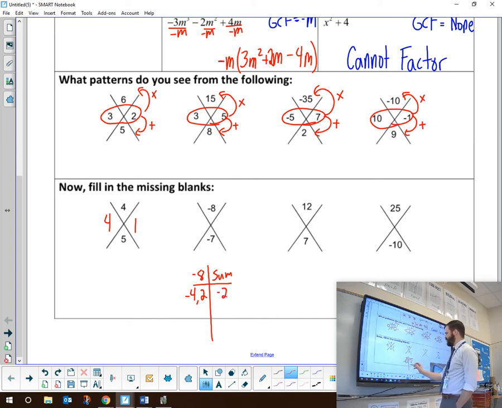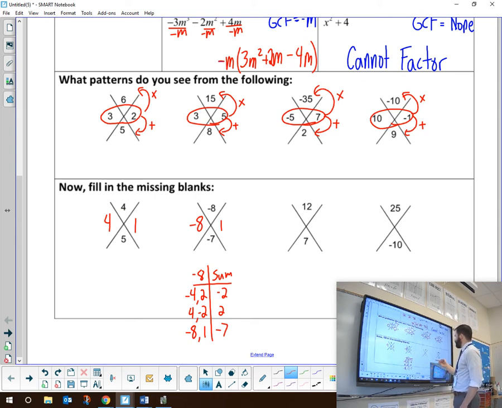That doesn't really work. What about 4 and negative 2? Oh, that'd give me positive 2. That doesn't work. What about negative 8 and 1? Hey, that works. My sum is negative 7. So that's going to be negative 8 and 1. Negative 8 plus 1 is negative 7. Hey, that one works. We got it.